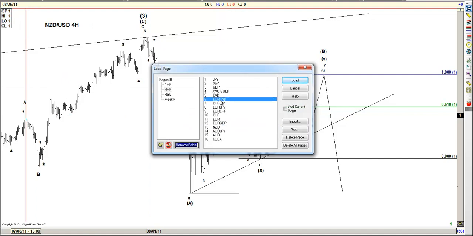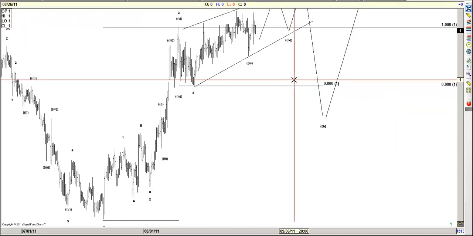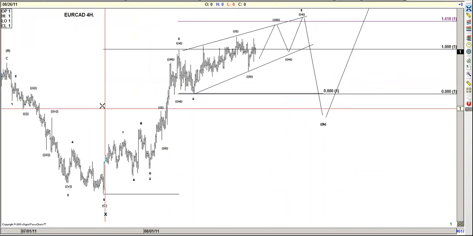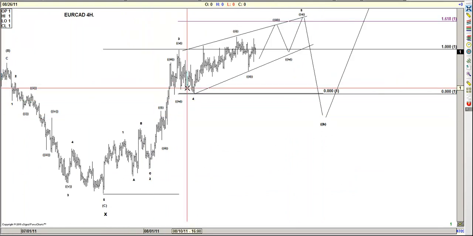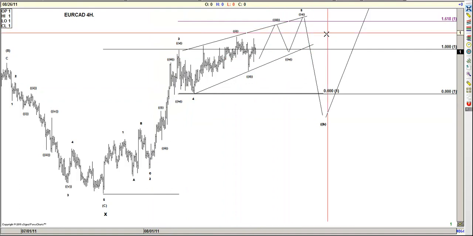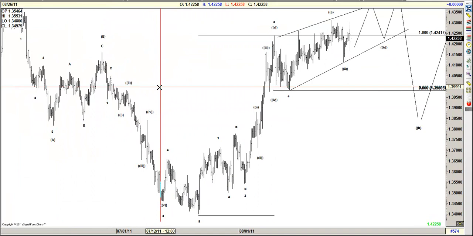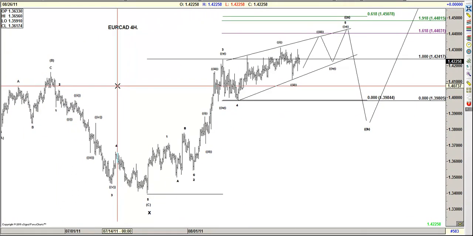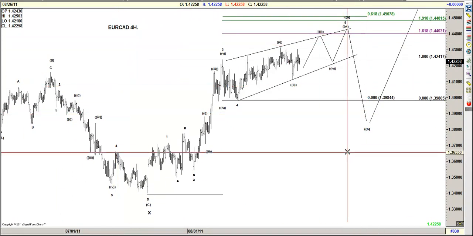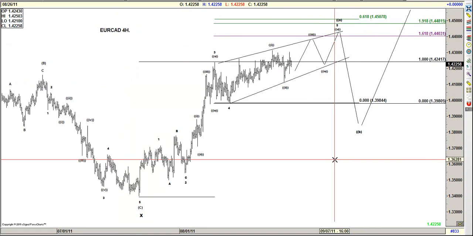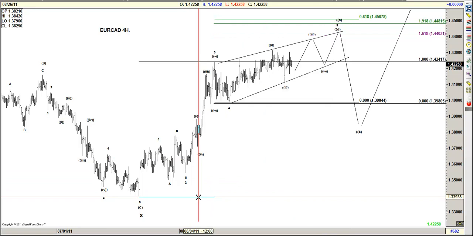We see the EuroCAD like it is involved in an ending diagonal, when we can call 1, 2, 3, 4, 5, and I believe that this pair is targeting 144 before going lower. If you take a look at the EuroCAD, guys, in the dailies and the weekly, it's very clear that this pair needs about 150. It needs 3 ways from here. So far it's only 1.